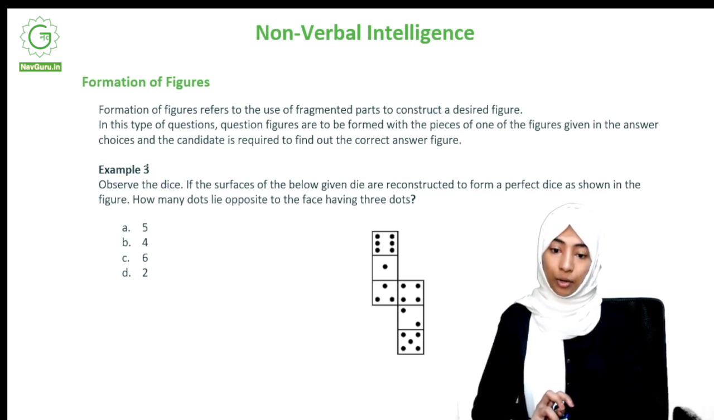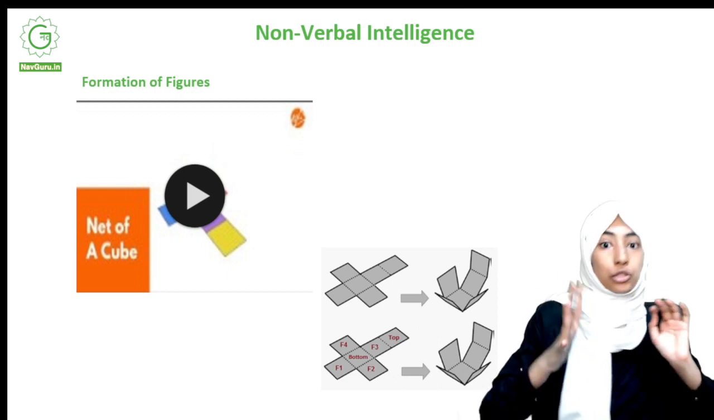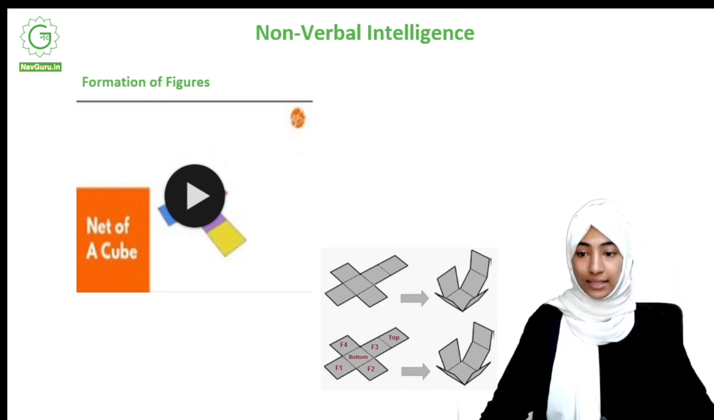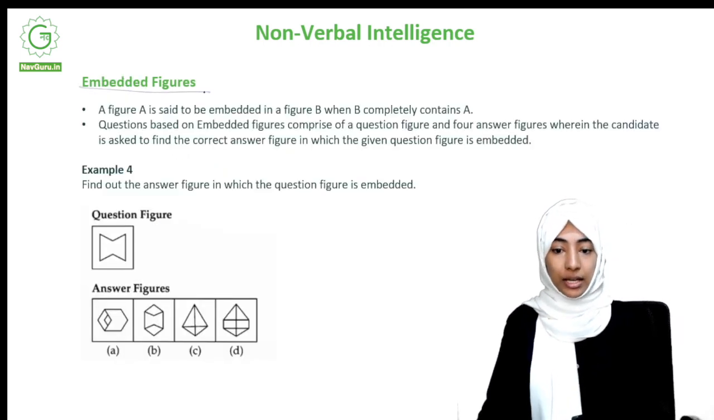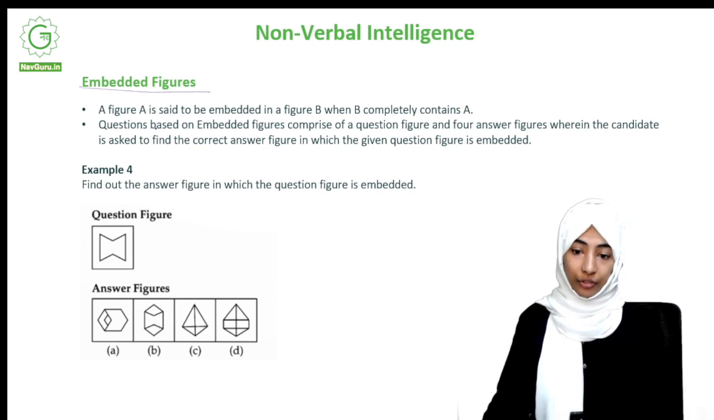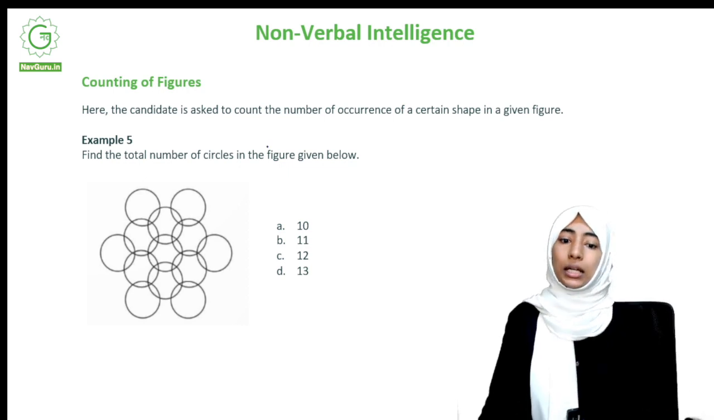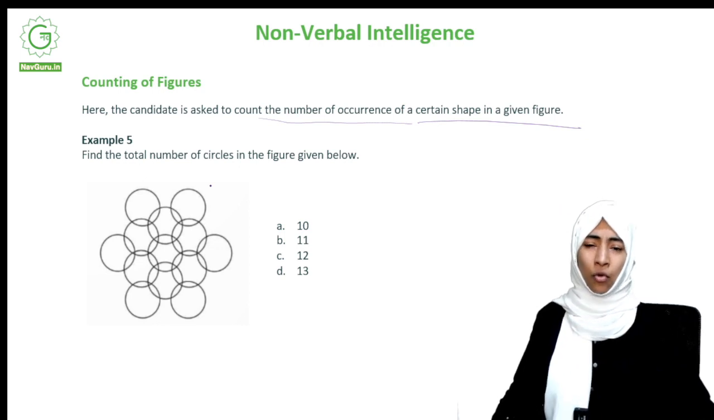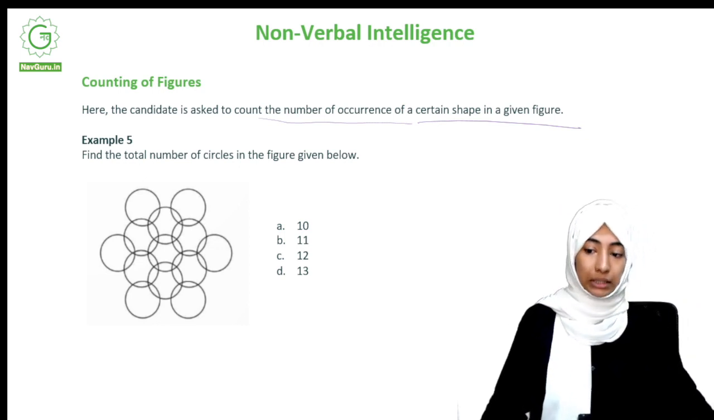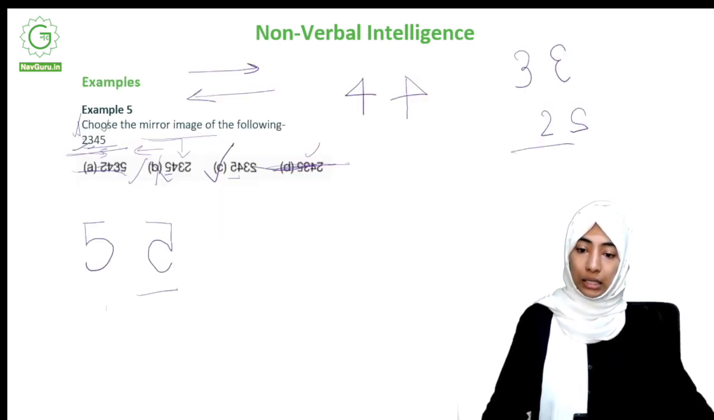In that, there was this important concept of dice, which I taught you guys. We saw a whole video and images, and I also showed it with my hands, just to understand this dice concept. Then we had embedded figures, a figure embedded in another figure, and we did questions on that also. And then counting of figures, where you're asked to count the number of occurrences of a certain shape in a given figure. That we also did. So this is all that you have as theory. There is quite some theory in nonverbal intelligence. Now that being done, let's move ahead.